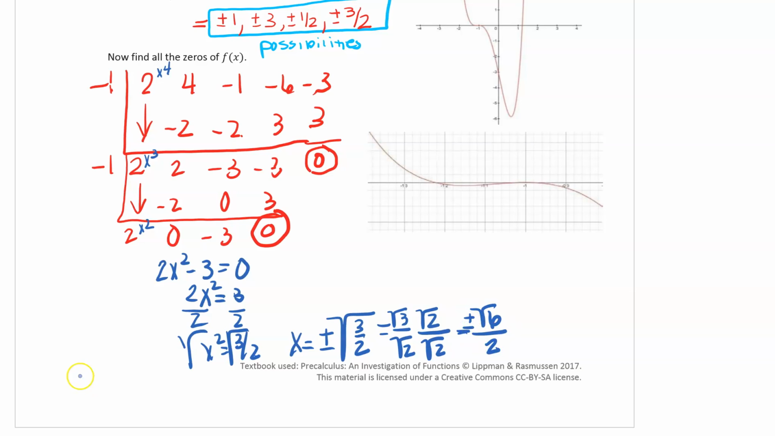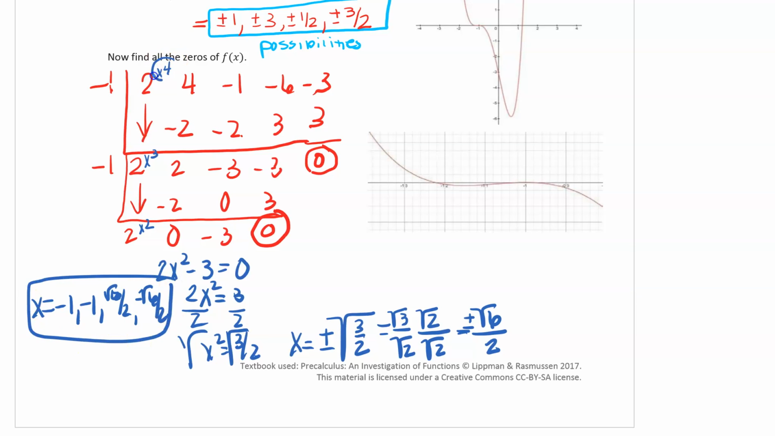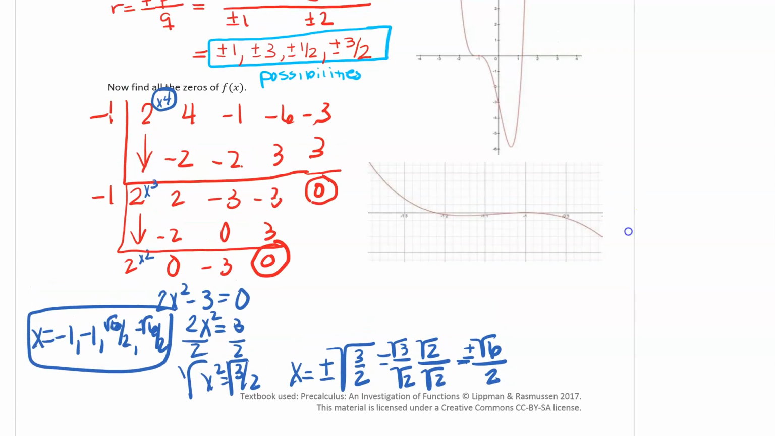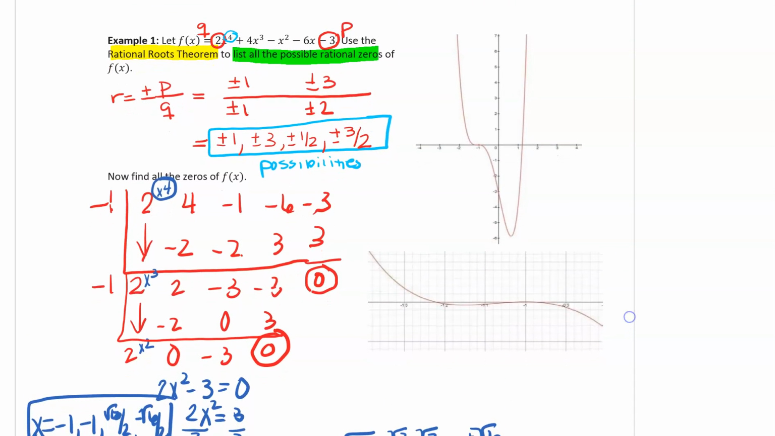So what are our zeros of this function? They are x equal to -1, -1, square root of 6/2, and negative square root of 6/2. And you can see we had a 4th degree and we got 4 zeros. Now, after all this is said and done, let's go back and look at that graph. This is the graph of the whole function.